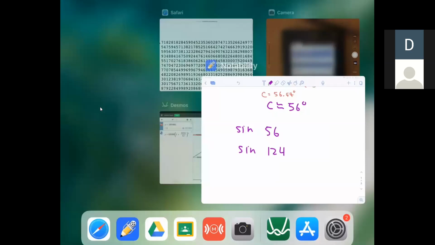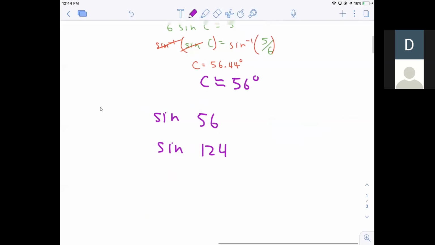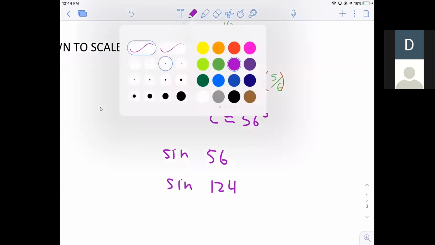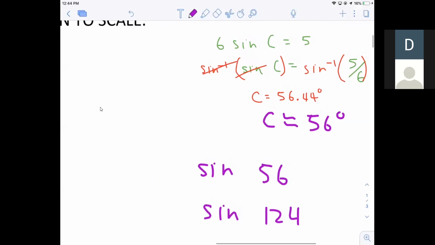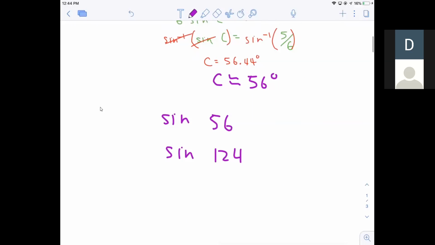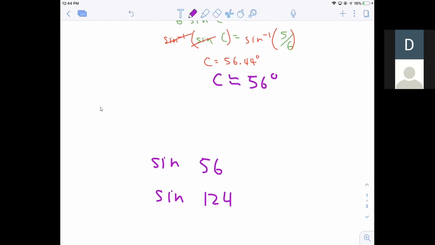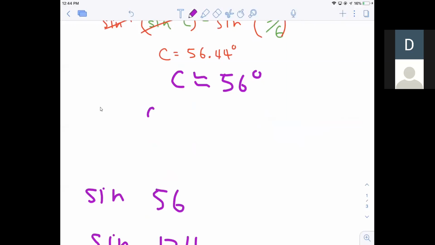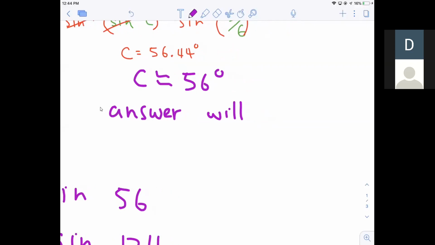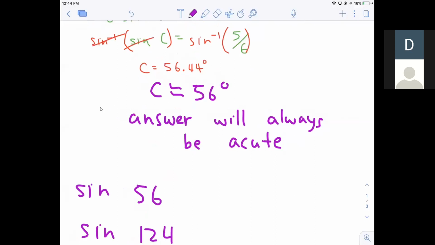So just know that when you do the inverse trig function, when you do the inverse sine, it's always going to give you an angle between 0 and 90 degrees. Your answer will always be acute. They're going to give you an acute angle.